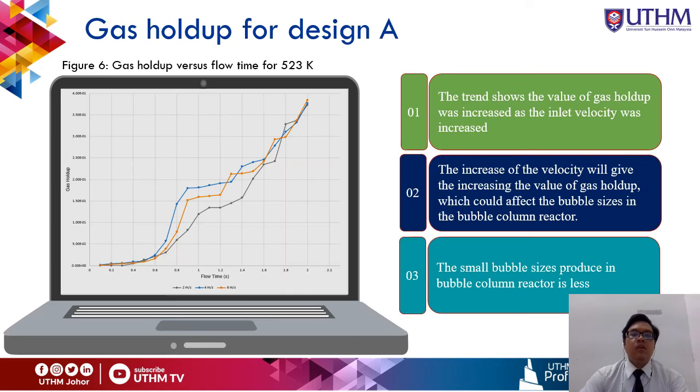Next, for gas holdup for design A, the graph shows the gas holdup versus flow time for 523 Kelvin. The trend shows the value of the gas holdup increased as the inlet velocity increased. The increase of the velocity gives an increase in the value of the gas holdup, which could affect the bubble size in the bubble column reactor. The small bubble size is produced in the bubble column reactor for 523 Kelvin, which is the least bubble size.